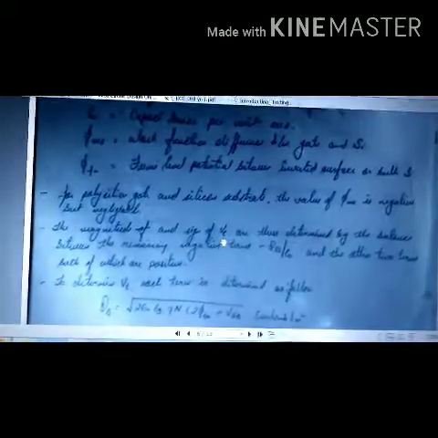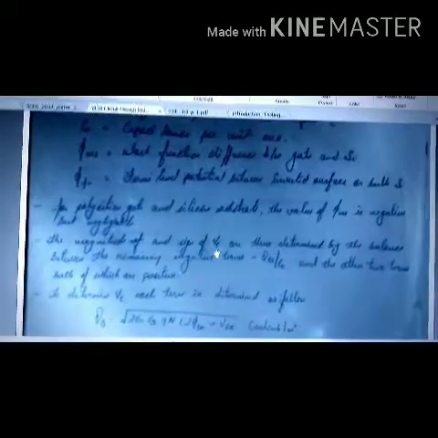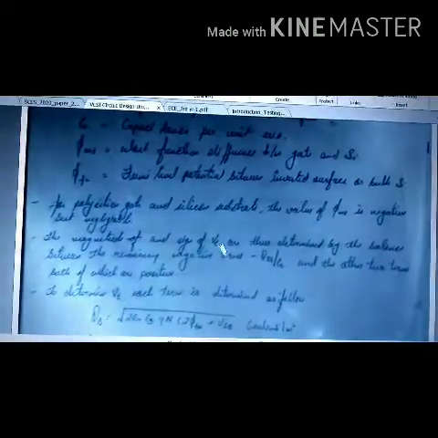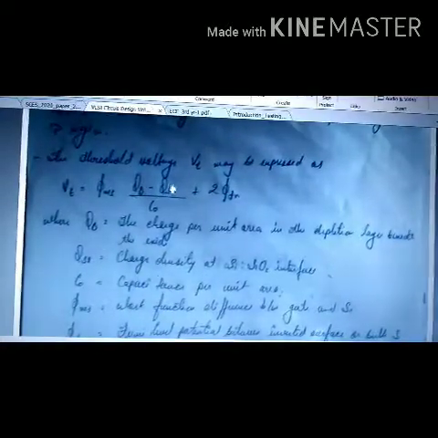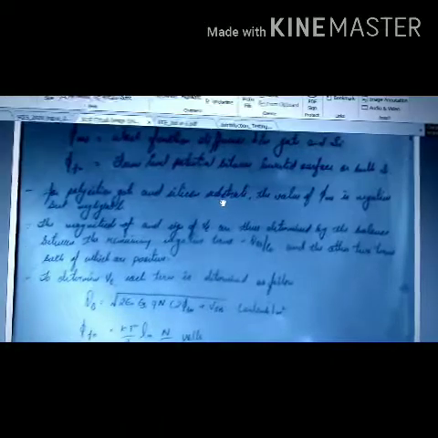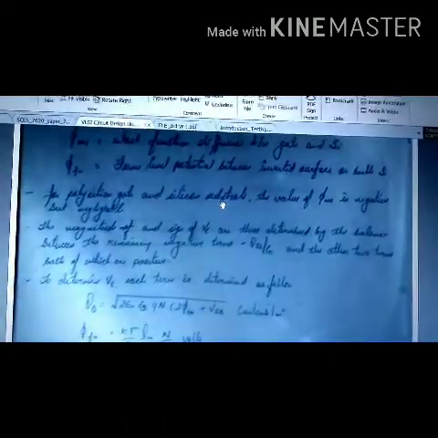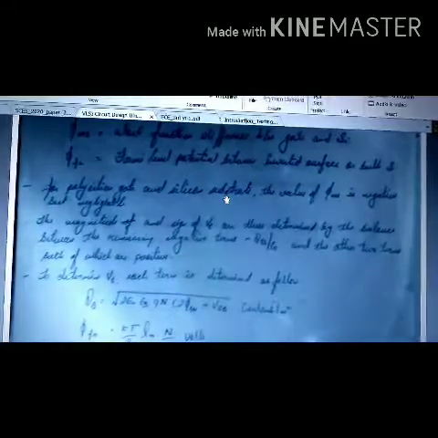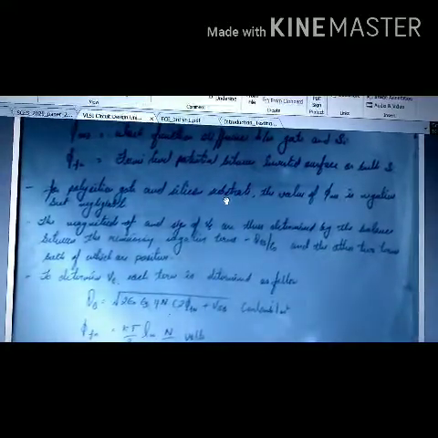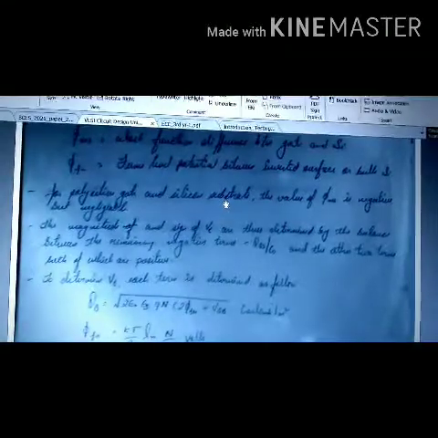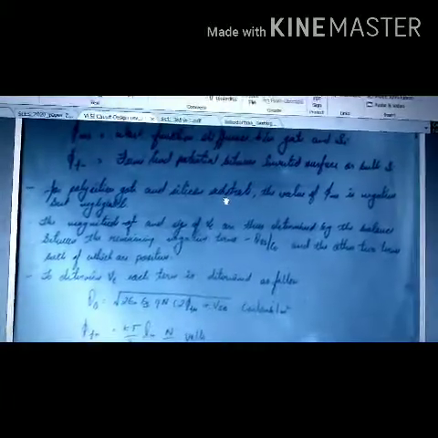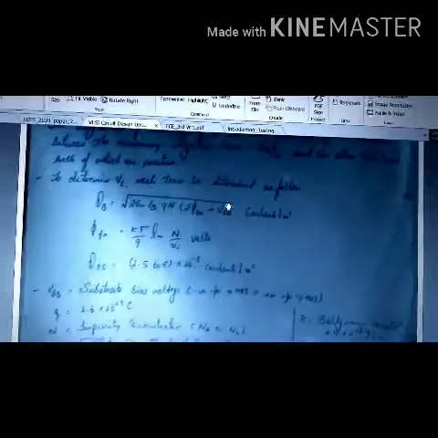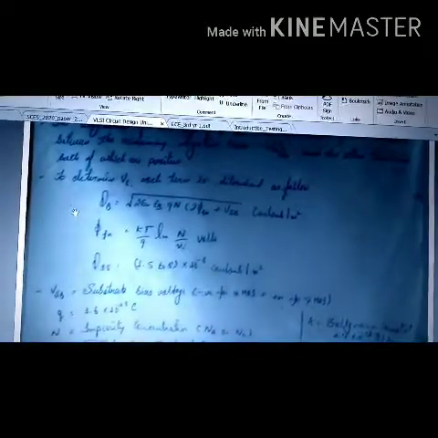Now the magnitude and sign of Vt are determined by the balance between the remaining negative terms. That is, apart from phi ms, the other terms which remain are Qb, Qss and 2 phi Fn. So threshold voltage greatly depends on these values. All these terms except for minus Qss upon Cox are positive. To determine threshold voltage, each of the terms can be calculated using the following equations.